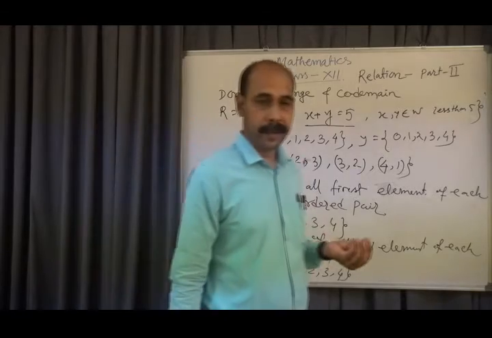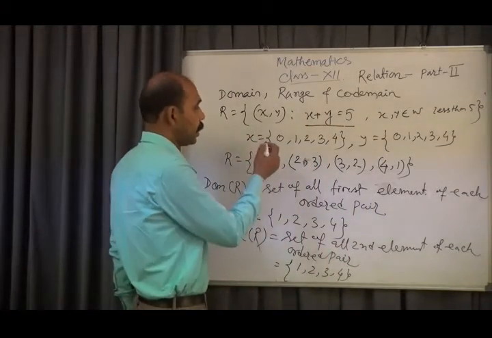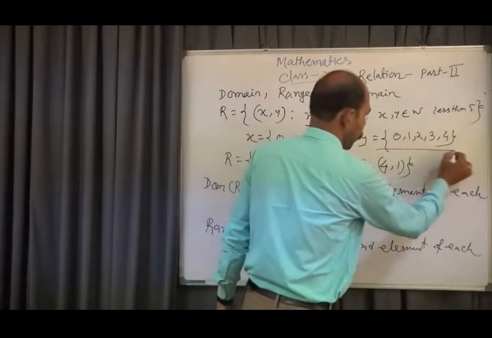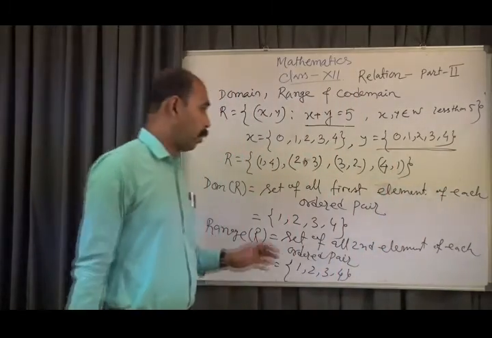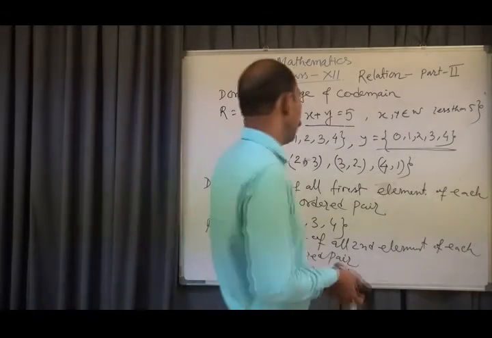Now the codomain. The codomain is the set B. It is the second set. All elements of the set B are called the codomain.